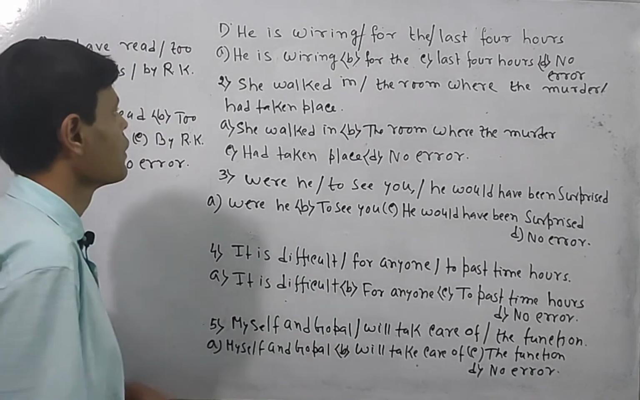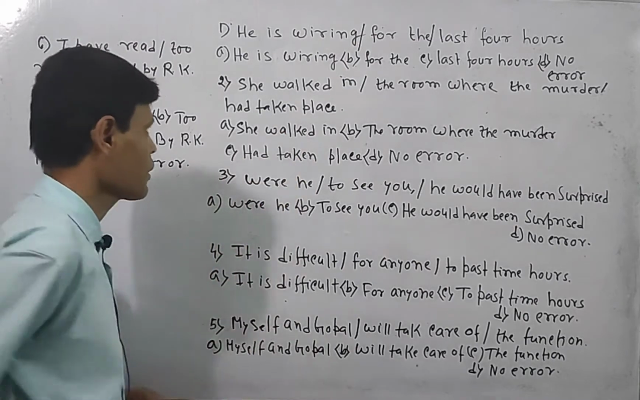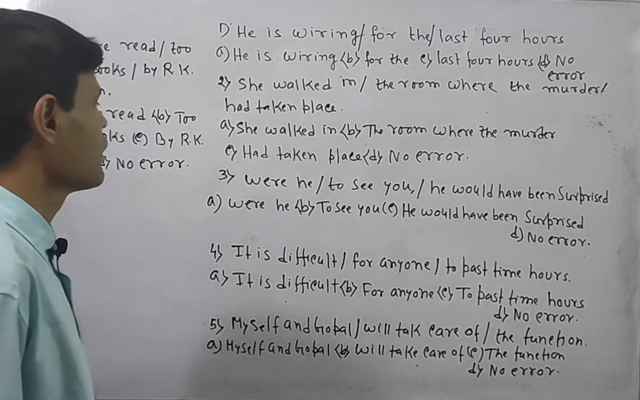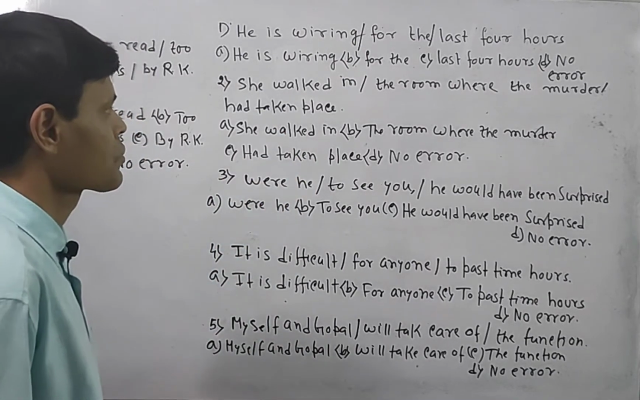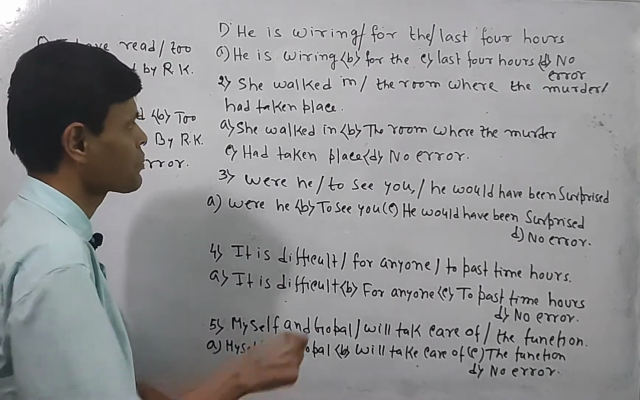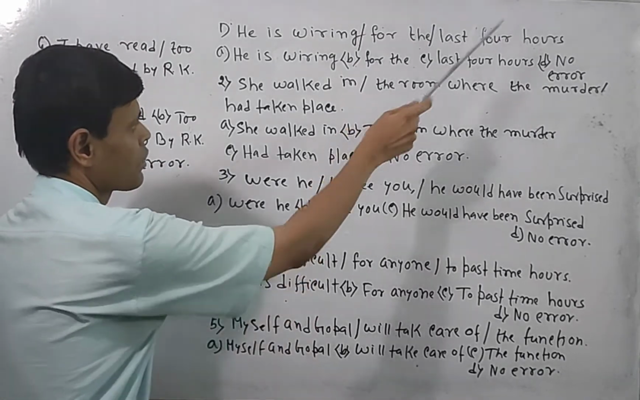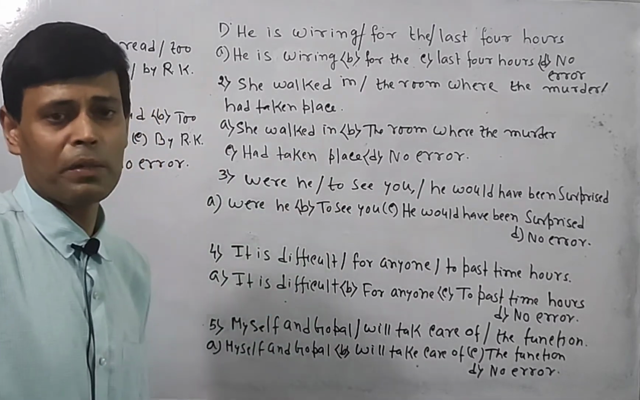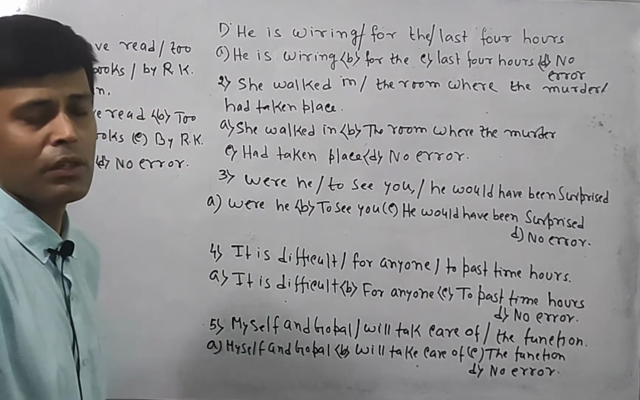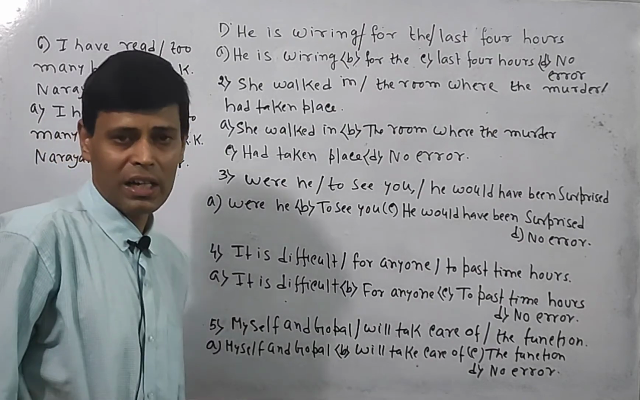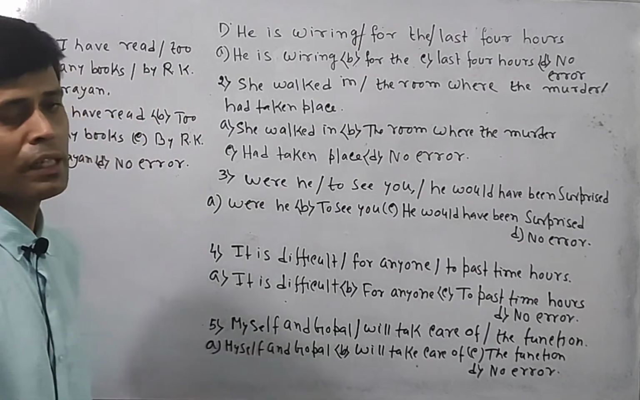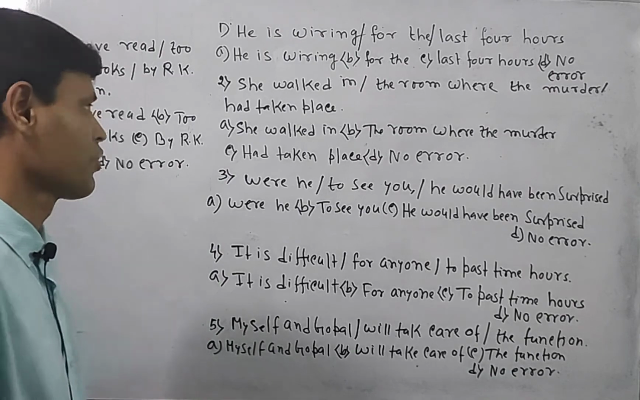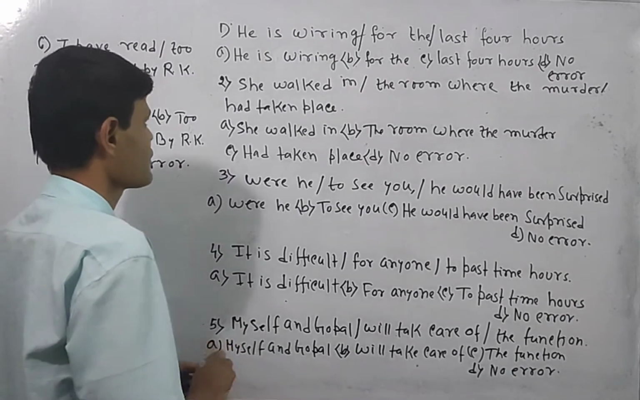So here this part is having the mistake. It should have been, he has been wearing for the last 4 hours. There is no mistake here or here. Rather, the mistake lies in the application of tense. It is written in the present continuous tense. On the other hand, it should have been in the present perfect continuous tense. So the mistake lies here.